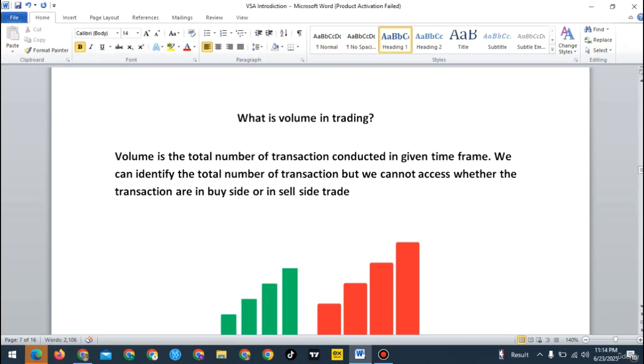Now the next is, what is volume in trading? Volume is the total number of transactions conducted in a given time frame. You can identify the total number of transactions, but we cannot access whether the transactions are on the buy side or on the sell side.